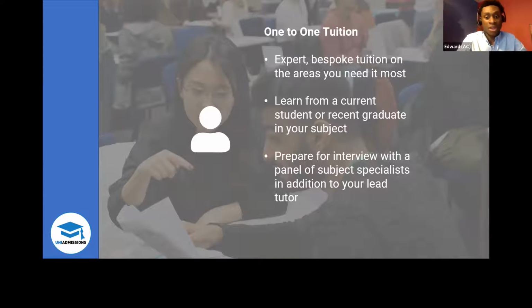And on top of that, you're going to have a panel of subject specialists in addition to your lead tutor, and all of them together are going to make sure that you are as prepared as you can possibly be to walk into your interview as confident as you can possibly be. So that's everything from this slide. Matt, would you like to take over from here?